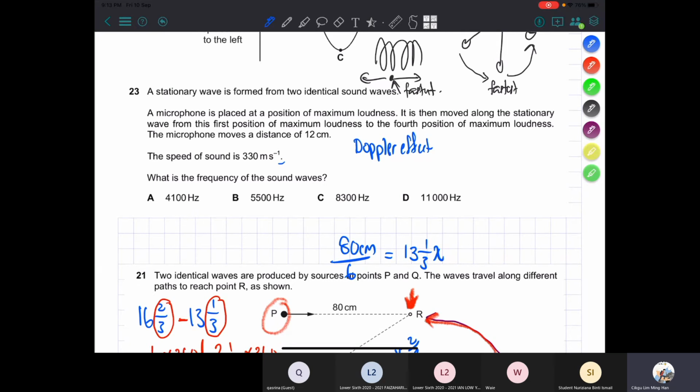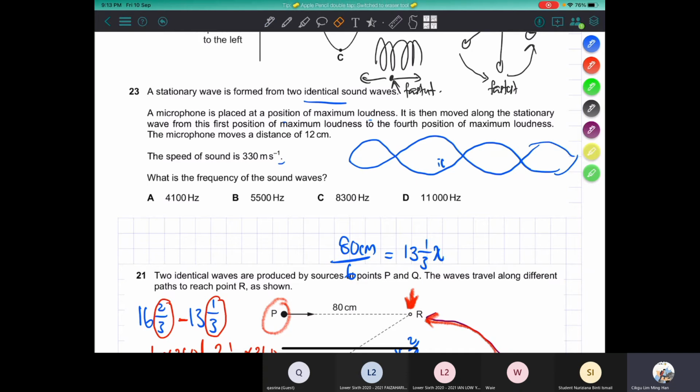A stationary wave is formed. Oh, not a Doppler effect, sorry. Standing wave. So let me draw a standing wave here first. This is a standing wave, formed from two identical sources. A microphone is placed at the position of maximum loudness, so let's say you put your microphone here. It is then moved along the stationary wave from the first maxima to the fourth one.